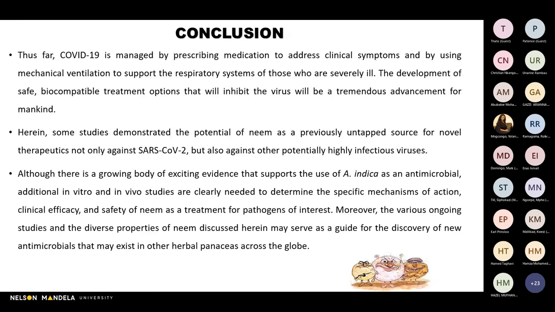So, although there is a growing body of exciting evidence that supports the use of neem as an antimicrobial, additional in vitro and in vivo studies are clearly needed to determine the specific mechanisms of action, the clinical efficacy, and the safety of this plant as a treatment for pathogens of interest. And moreover, the various ongoing studies and the diverse properties of neem discussed here may serve as a guide to synthesize other antimicrobials that may exist in other herbal panaceas across the globe.